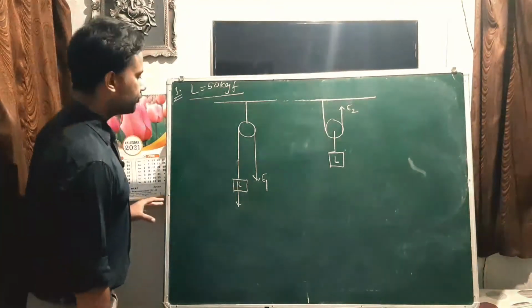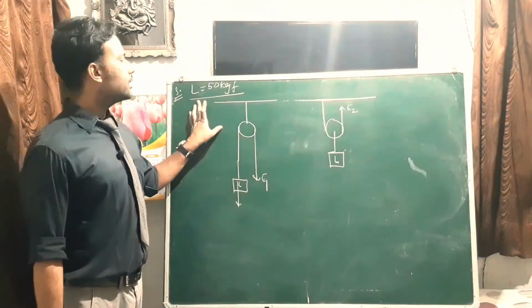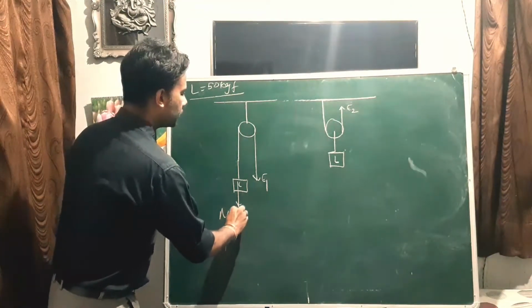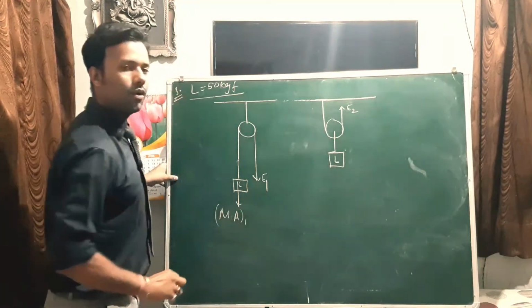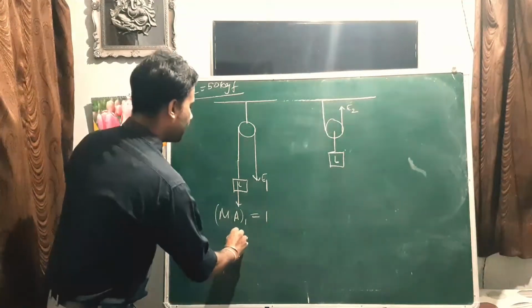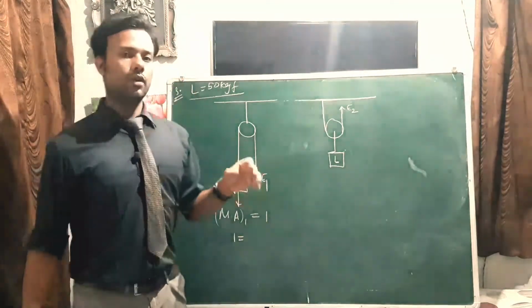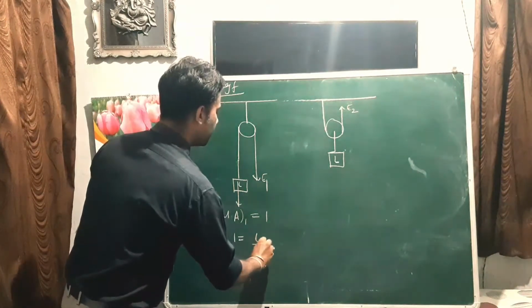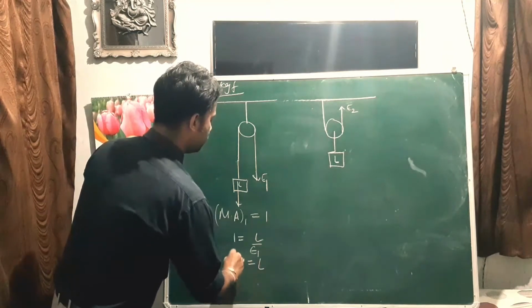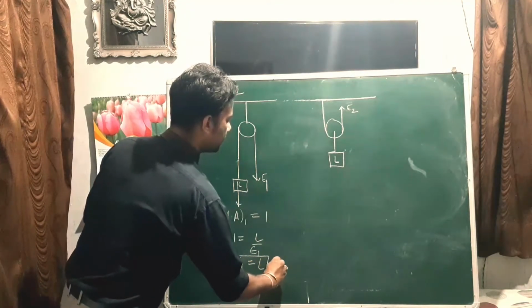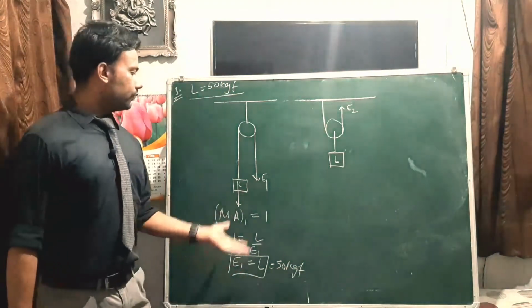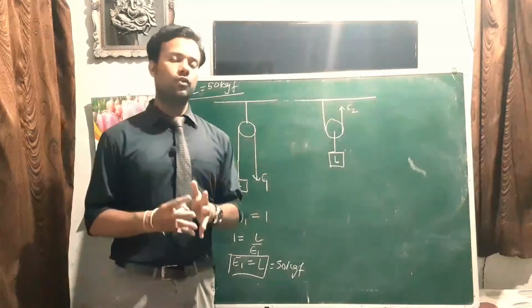If you remember, what was the mechanical advantage in case of the single fixed pulley? Let's say it is MA1, it is 1, right? So 1 equals, what is the formula? Load upon effort, that is E1. So basically E1 will be equal to L, or simply 50 kgf.